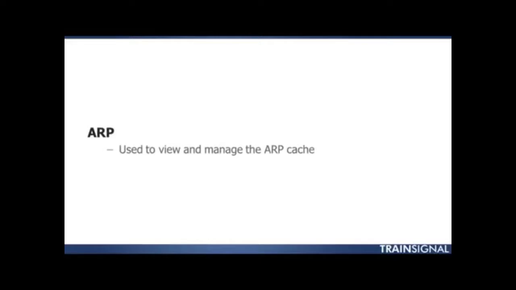Now the next command is the ARP command. And you may recall from another lesson where we talked about ARP being a protocol, right? It's the address resolution protocol. And that protocol has to do with the resolution between IP addresses and MAC addresses. Well, I mentioned that ARP was not only a protocol, but it's also a utility. And the ARP utility is something that is used to view and manage something called the ARP cache. And this is a memory location where we have recently resolved IP and MAC addresses.